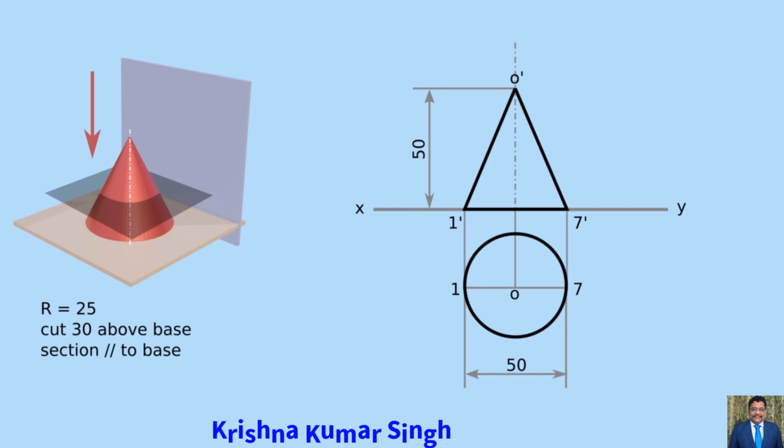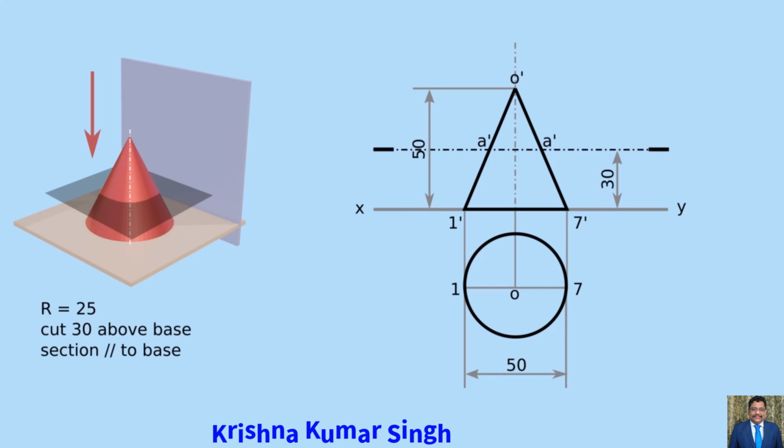Then we have to project a sectional view. For that, let us consider a plane A-A' cutting the cone. In the problem, it is given that the section plane is 30 mm above the base and parallel to the base. So draw a line indicating the section plane parallel to and 30 mm above the base 1-7. The points where the line intersects the front view triangle, name those points as A and A'. So here A-A' is the cutting plane.